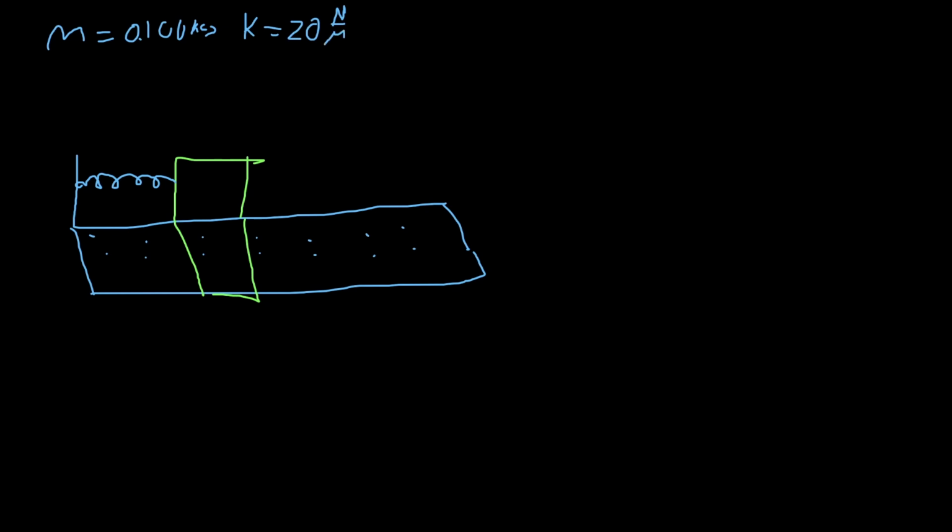Now it tells us that the spring is initially unstretched, and the glider is moving at a velocity of 1.5 meters to the right. So v initial equals 1.5 meters per second. So you have your direction of velocity. And then it asks, find the maximum distance that the glider travels to the right.